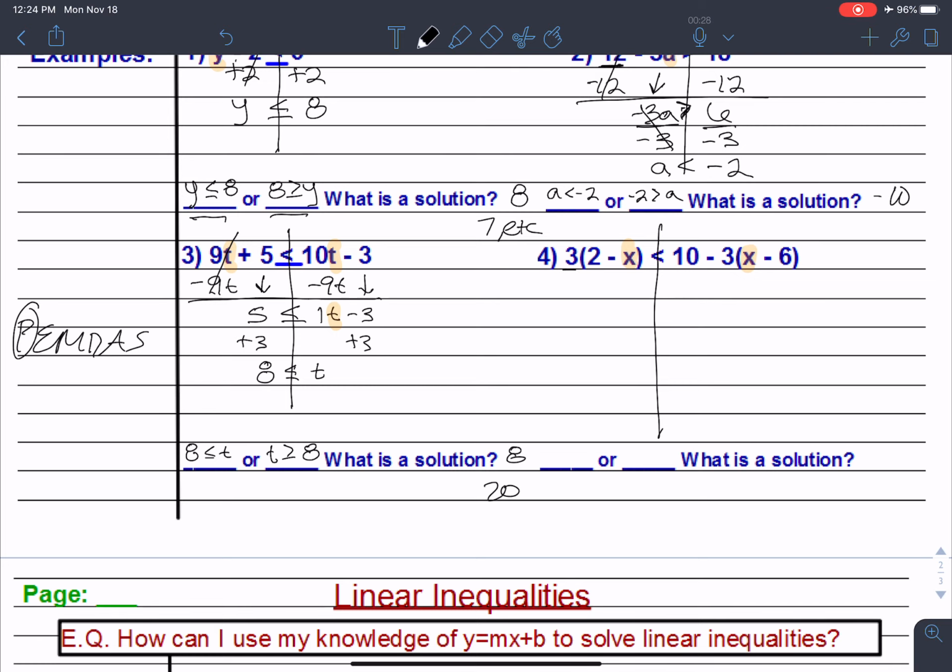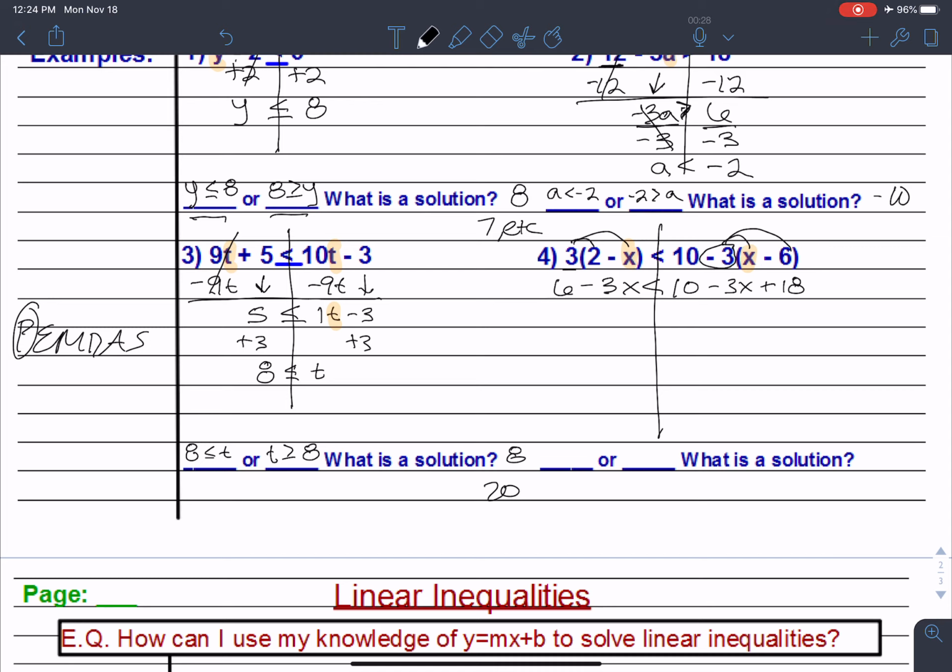So the 3 is distributing into this set. So 3 times 2 is 6. 3 times negative x is negative 3x. Bring down my symbol. The 10 is not affected by the distributive property, but I am distributing a negative 3 into the parentheses. So I get negative 3 times x is negative 3x. Negative 3 times negative 6 is a positive 18.